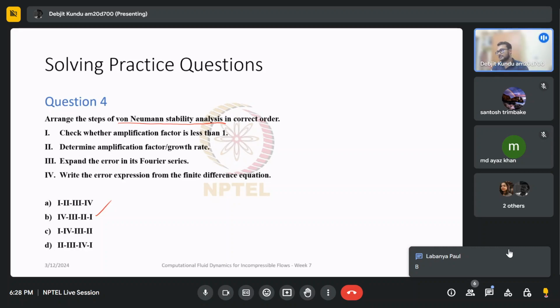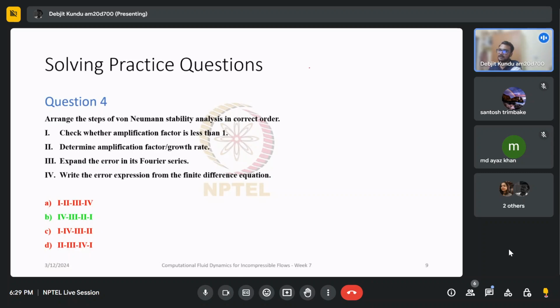Okay, we have another response in favor of option B, 4, 3, 2, 1. Let's have a look at the solution. The solution is right, so well done, both of you. It's actually the reverse order in which we have to do things.